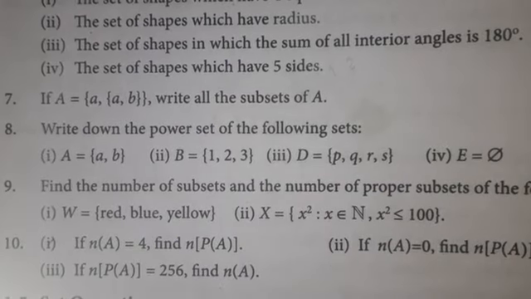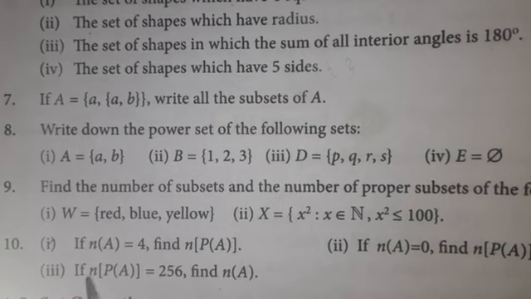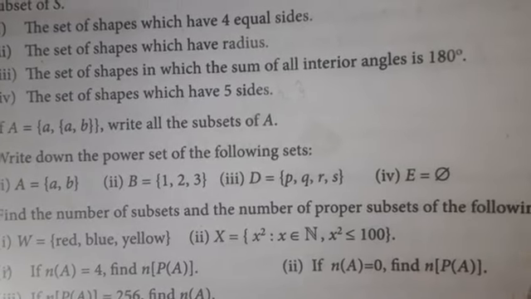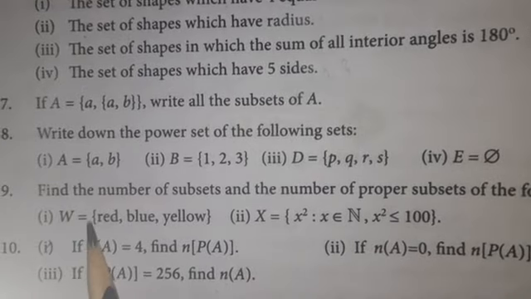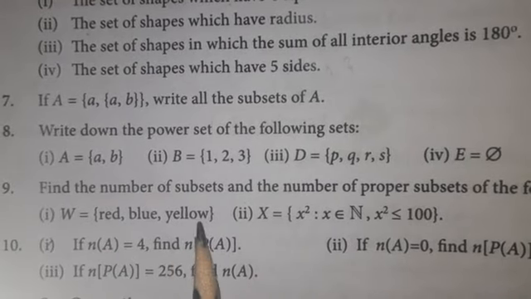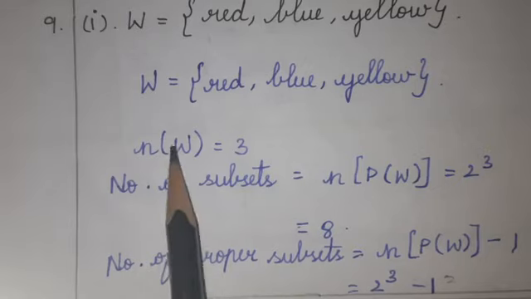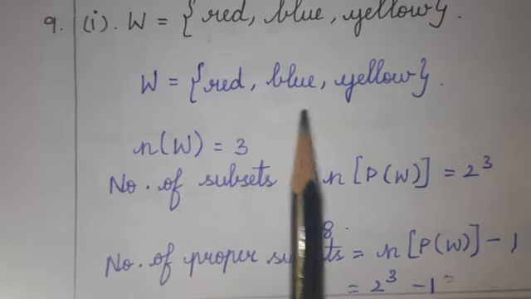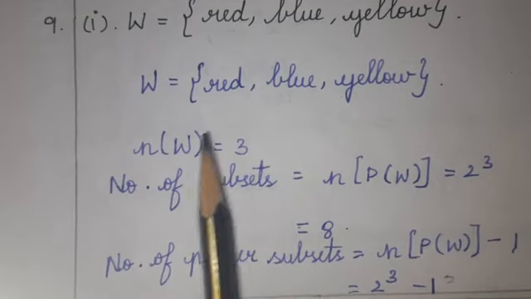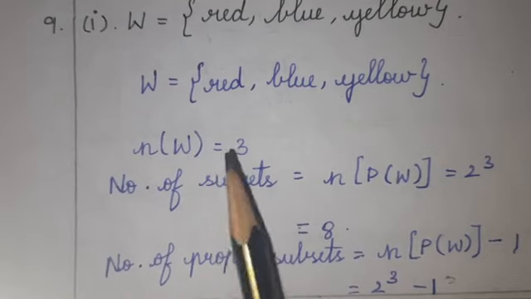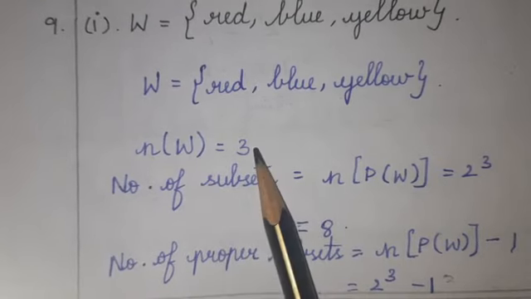In exercise 1.2, 9th question. Find the number of subsets and the number of proper subsets of the following set. The first one, W is equal to red, blue, yellow. Solution. That question I have written, W is equal to red, blue, yellow. First I am finding the number of elements present in that set. So n of W is equal to how many elements? 1, 2, 3. So I have written 3.